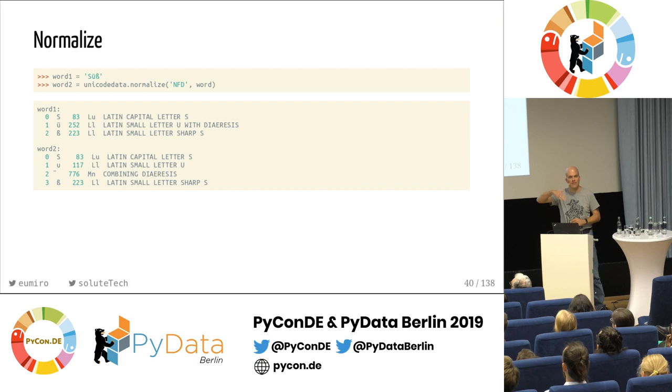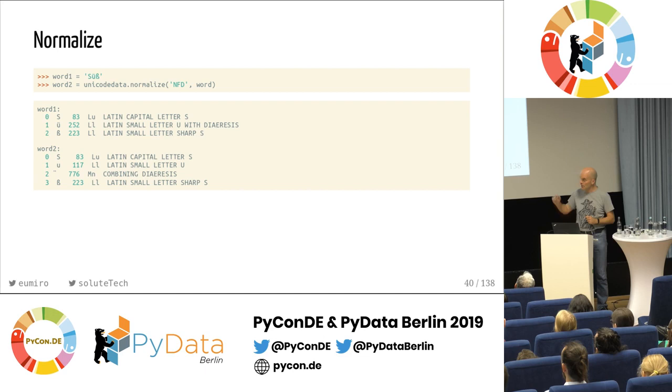For the first one, I've just printed all the characters. The first, süß, has three characters: S, ü, and the scharfes S. The word two has four characters. So if you compare these two words, they are not equal. The length is not equal, and if you access different characters, they are not equal as well. But when you print it, it looks the same.